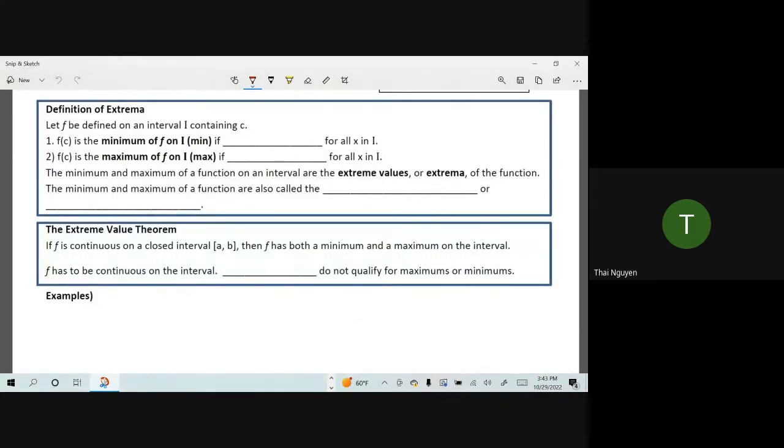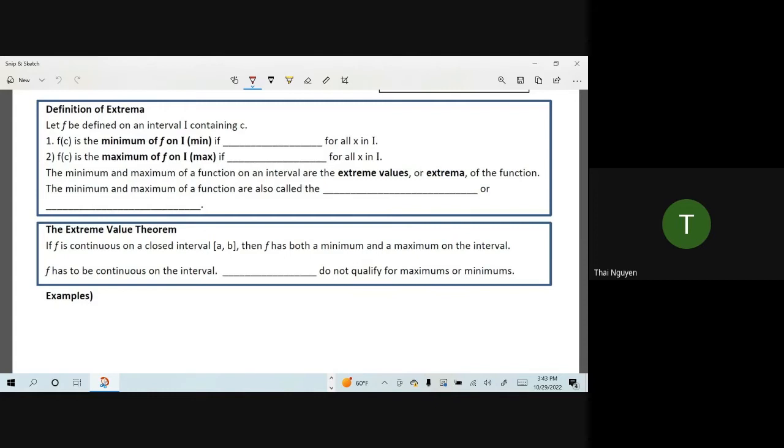Since last Friday, we did a review for the test, so we did not have time to go over the lesson. The lesson that we were supposed to start on Friday is Unit 3, Lesson 1. Unit 3 is going to be the application of derivatives. So we're going to look into the applications, and the first lesson is extrema of a function.